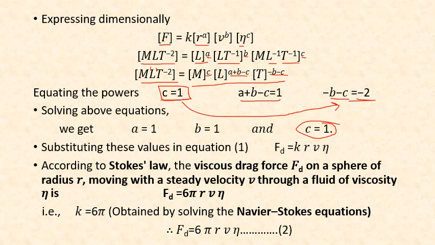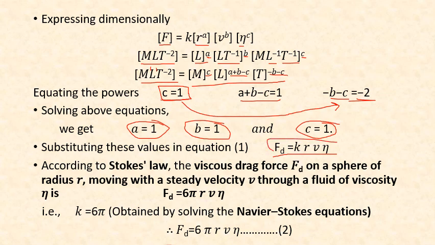Then when you substitute the C value here, you get B equals 1. Now substitute B as 1 in this equation, we get A equals 1. So now we know the dimensions of each value. Substitute these values in equation 1, we get the viscous drag force Fd equals constant into r to the power 1, v to the power 1, eta to the power 1.